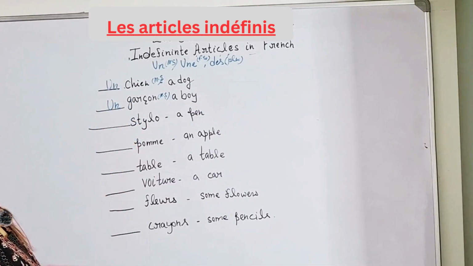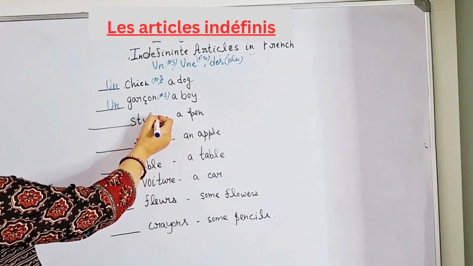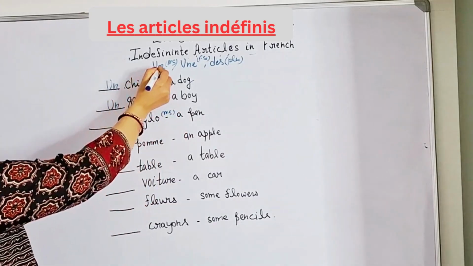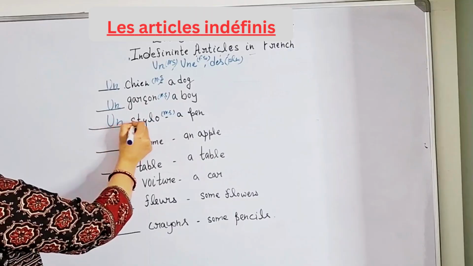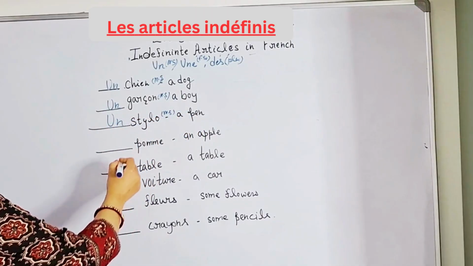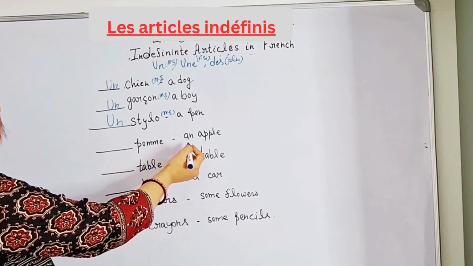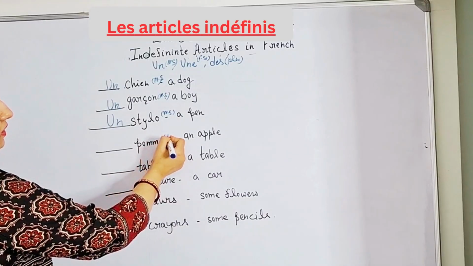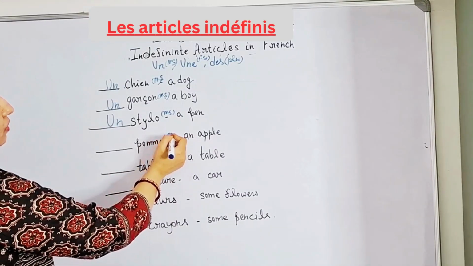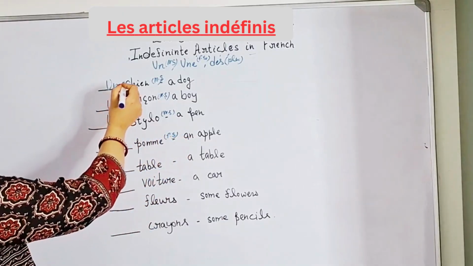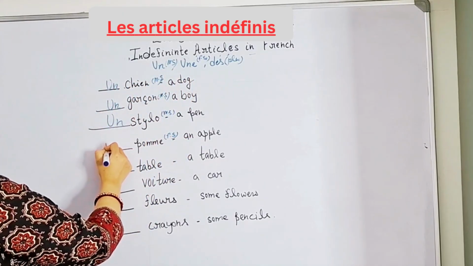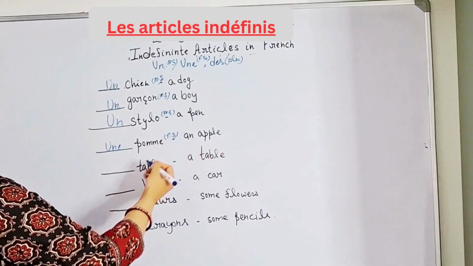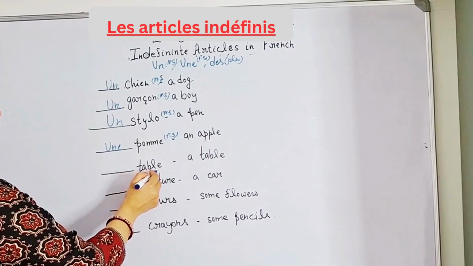Now we'll see stylo. Stylo means pen. Stylo is also masculine, singular. Then we will put what? Un stylo, a pen. Now we'll see pomme. Pomme means an apple, but in French it is feminine and it is singular also. So what we will put? Une pomme, an apple.